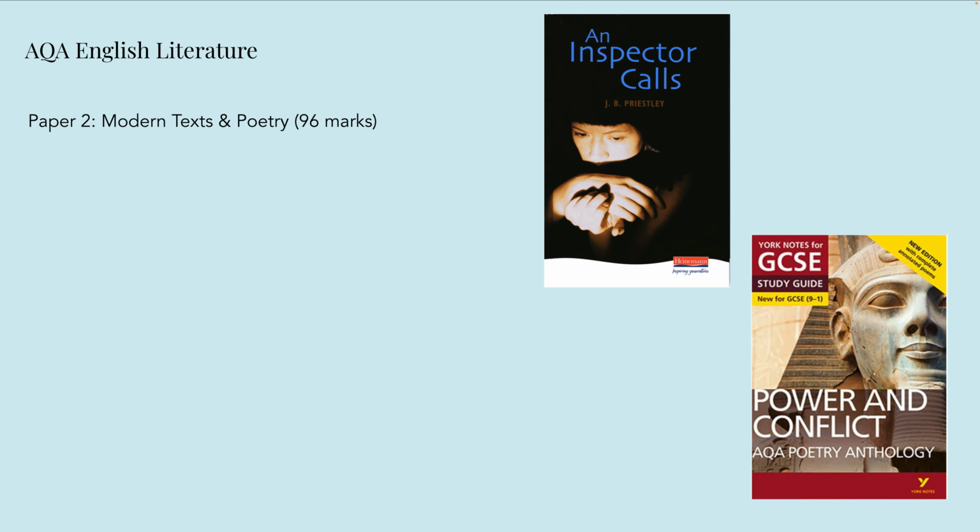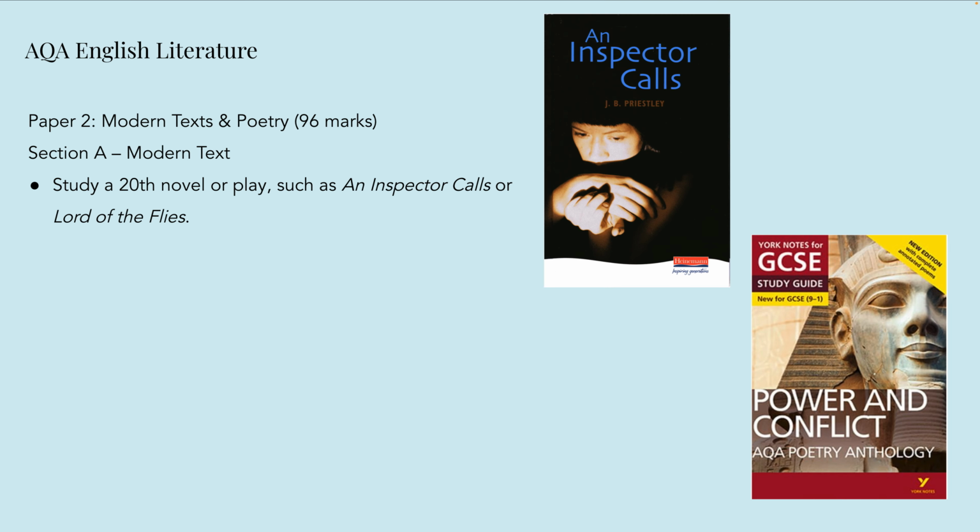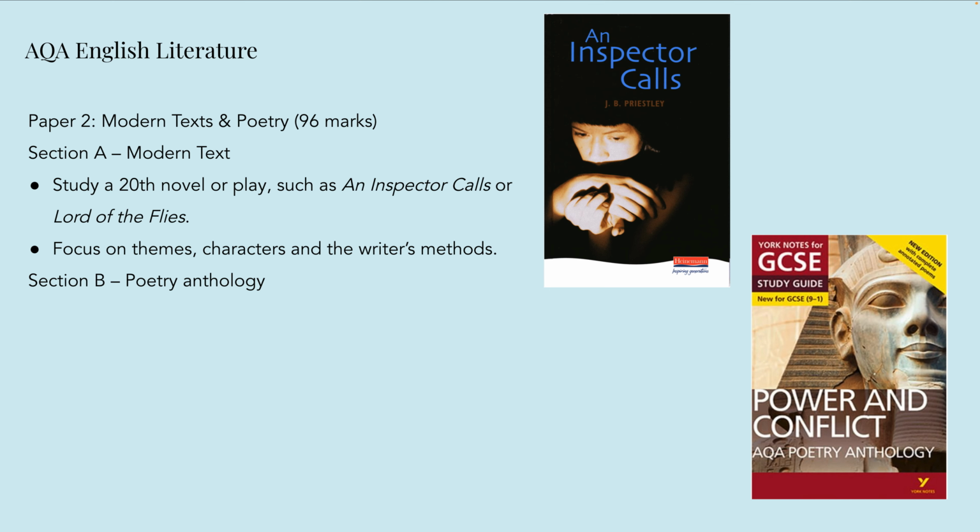Paper 2 is a little different. It's modern text and poetry for 96 marks. Section A is modern text. Students study a 20th century novel or play, such as An Inspector Calls or Lord of the Flies. The question focuses on themes, characters and writers' methods. And actually for this particular question, students get the choice between two questions and they only do one.